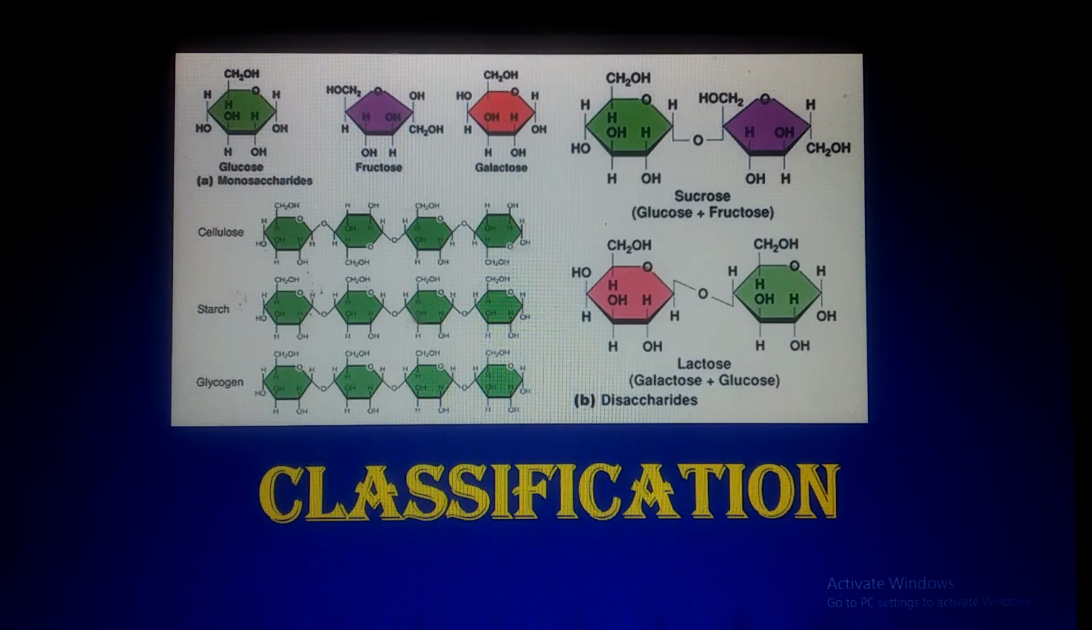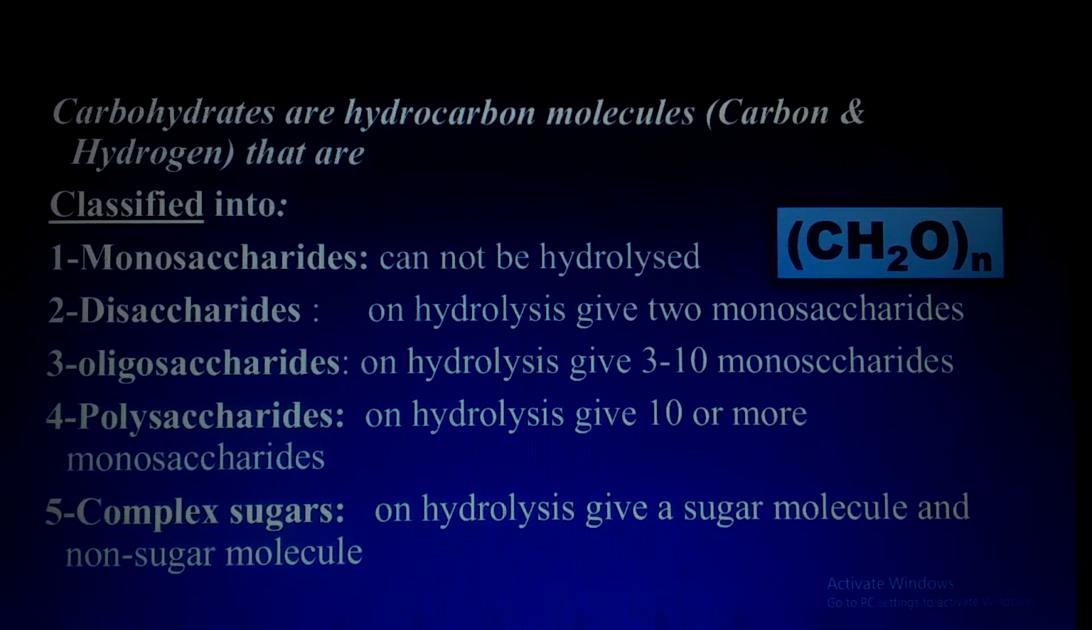Now I'm going to discuss the classification. What are the most important classes or types of carbohydrates? Carbohydrates are divided into monosaccharides, oligosaccharides, disaccharides, where disaccharide is a subtype of the oligosaccharides, and polysaccharides, and at last complex sugars.